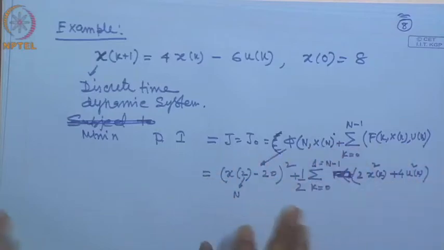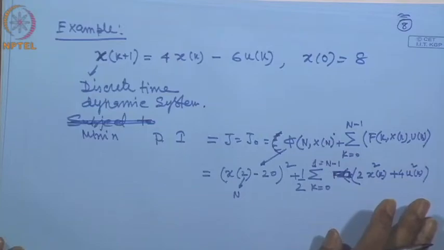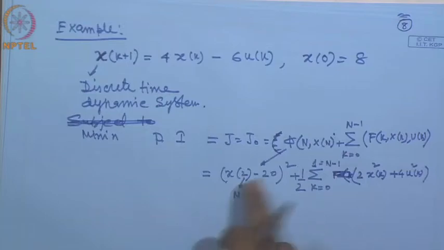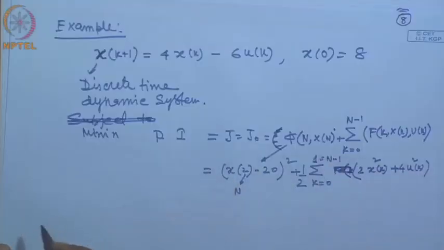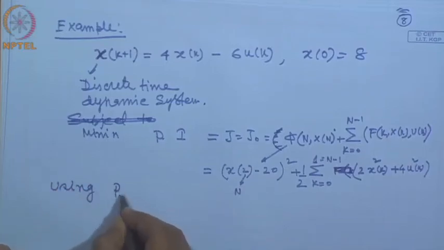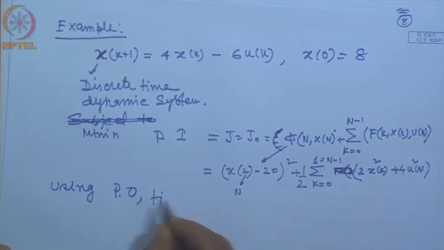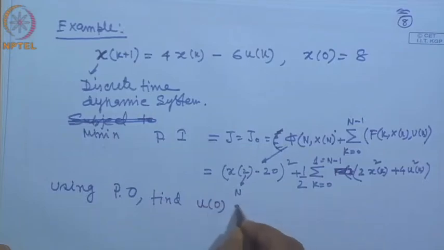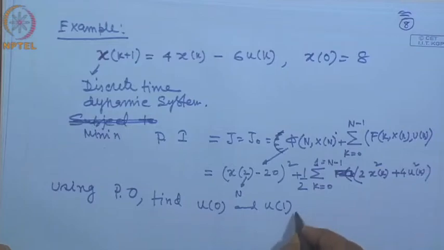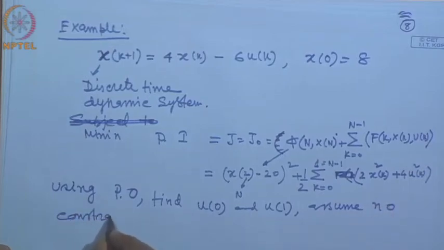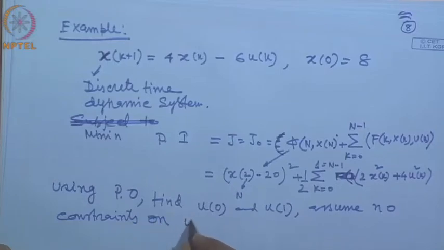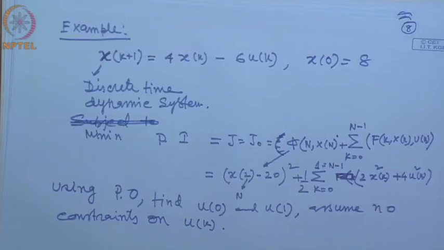So, our performance index is this one. Our problem is now to find u k. That means, in order to reach the terminal state x 2, I have to find u 0 and u 1 by applying our optimal control strategy for this performance index. So, using the principle of optimality, find u of 0 and u of 1, assuming no constraints on u of k.